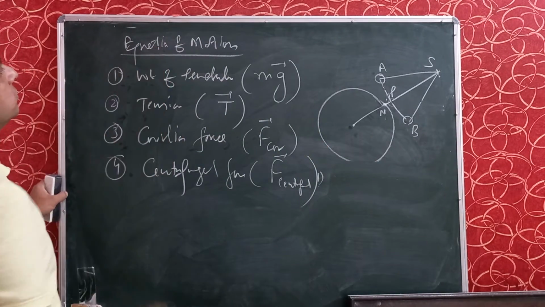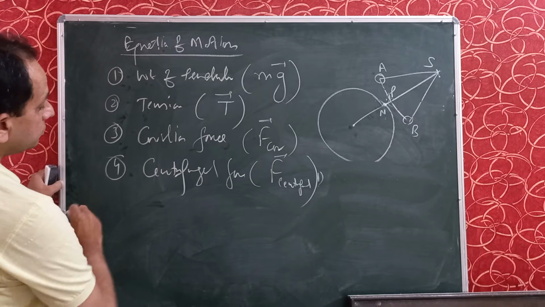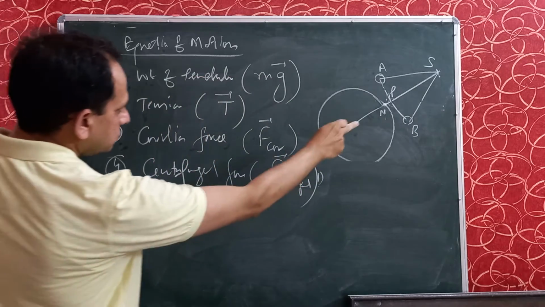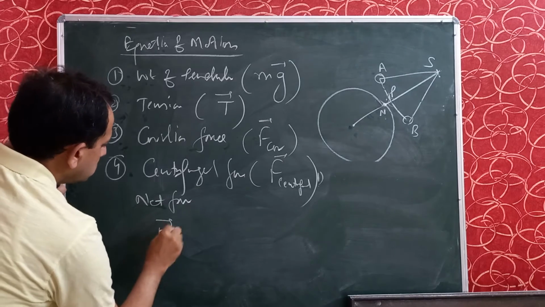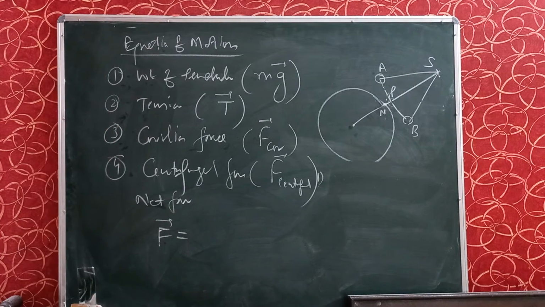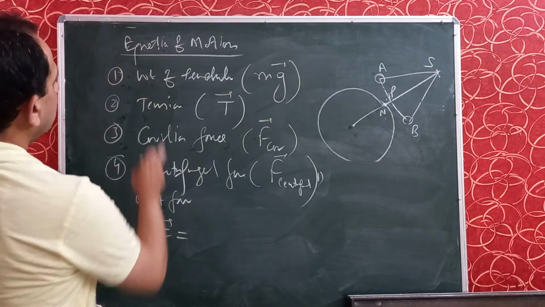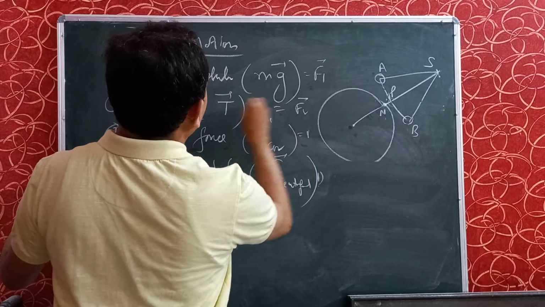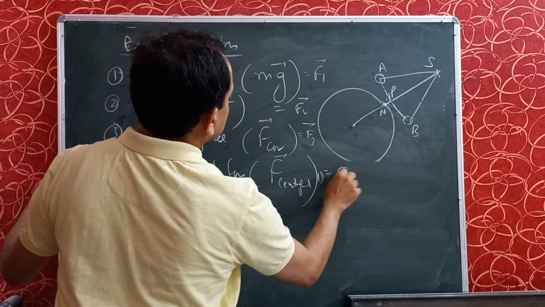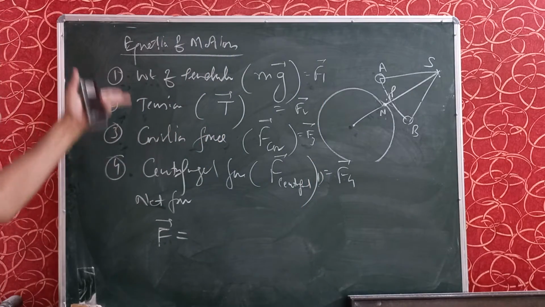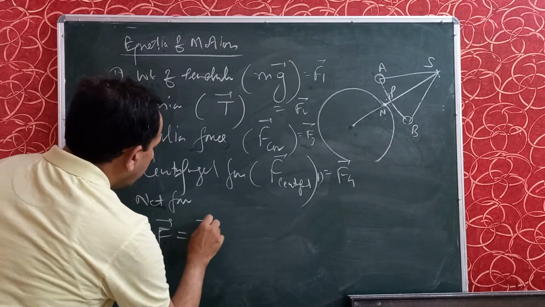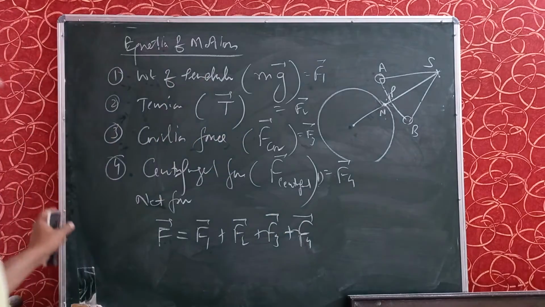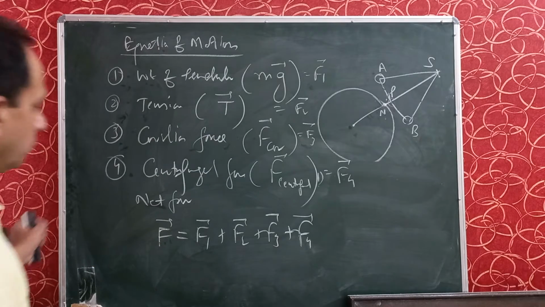So we will form the equation. The net force acting on this pendulum, let that force be F. This is called the net force or resultant force F. F is equal to F1, F2, F3 and F4, meaning four forces. All are forces. So F is equal to F1 plus F2 plus F3 plus F4. This is the simple equation of motion. And we put in the values of these forces.